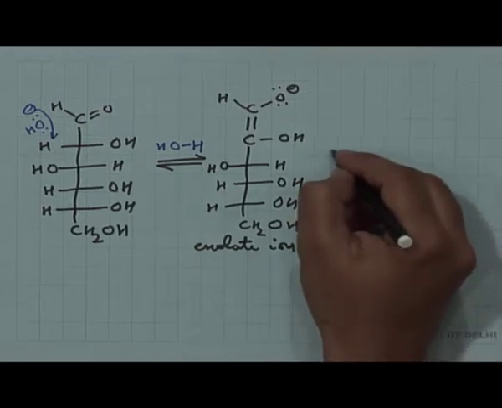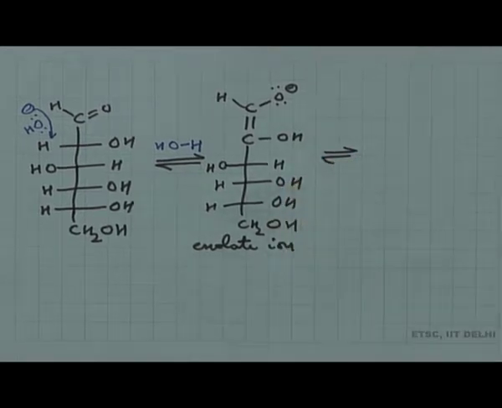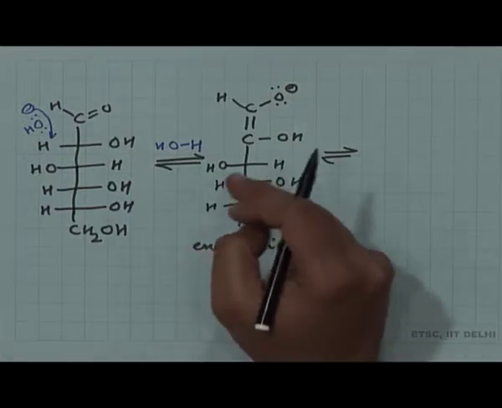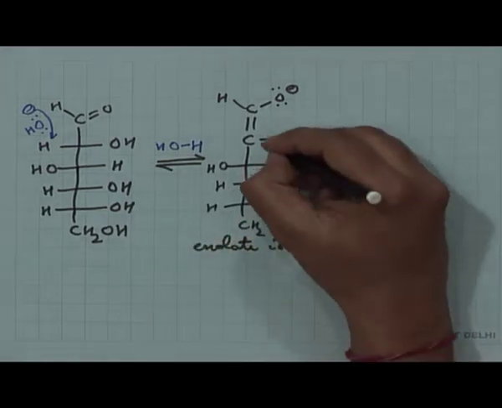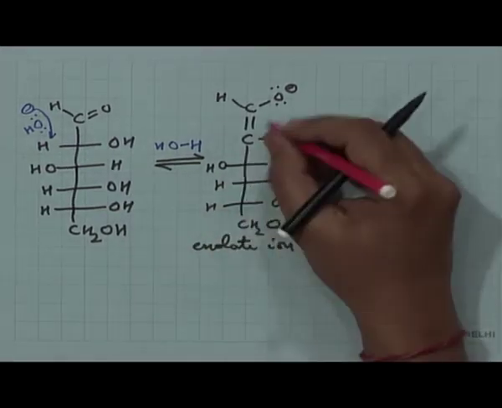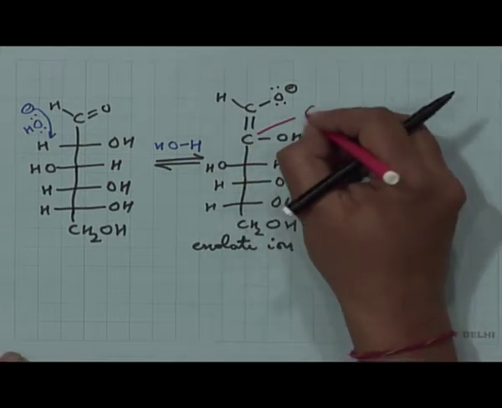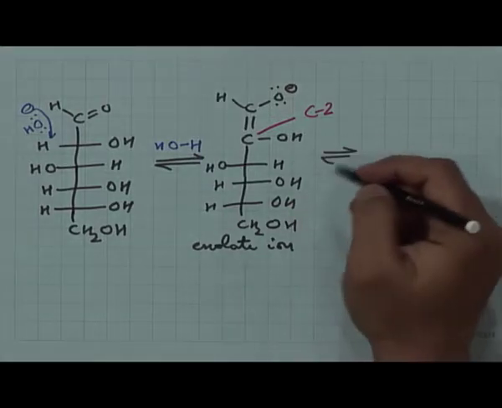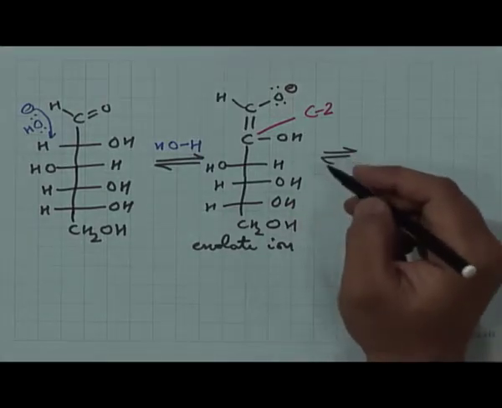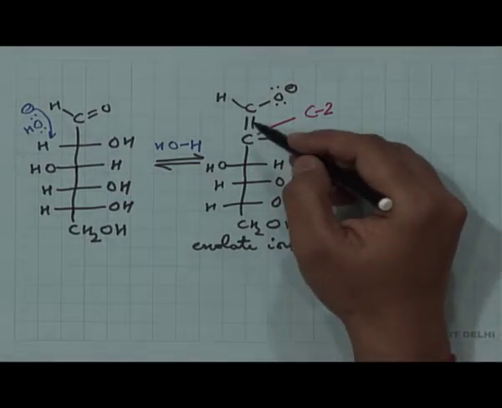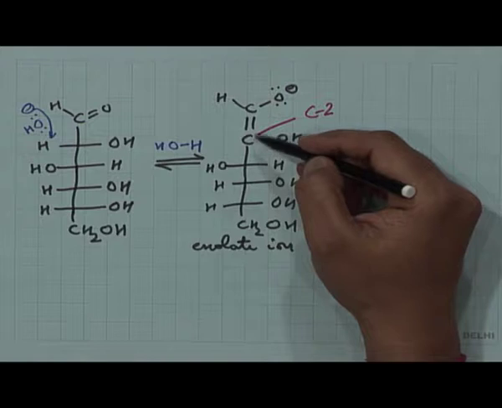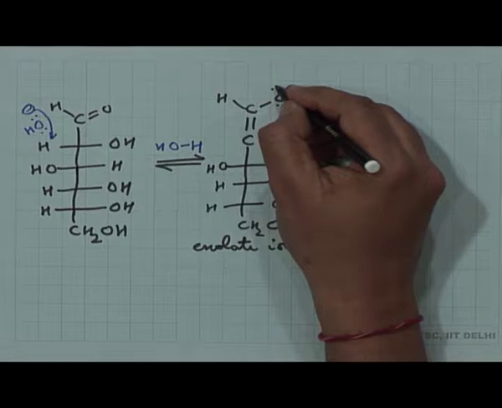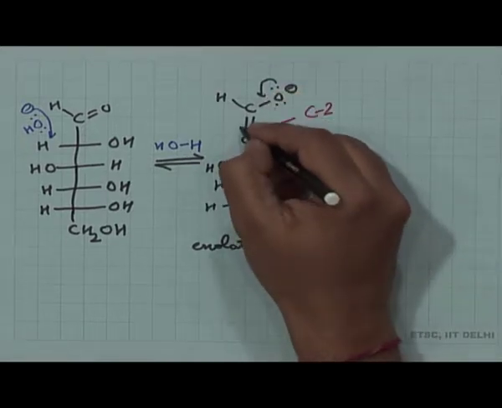Now, this enolate ion can again go back in the presence of a water molecule, it can go for reprotonation. So, this is the C2 position. Under basic conditions, abstraction of the proton takes place and it forms the enolate ion. Again, this carbon is now sp2 hybridized, and it can go back for reprotonation if this lone pair pushes back.